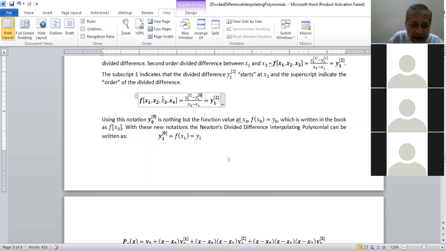But these second order differences, this one starts at x1 and this one starts at x2. But what will be the denominator? The denominator will be the whole range of x values used, that is x1 to x4. So x4 minus x1 will come. And now this is the third order divided difference written. I hope you have some idea of how the higher order divided differences are constructed.